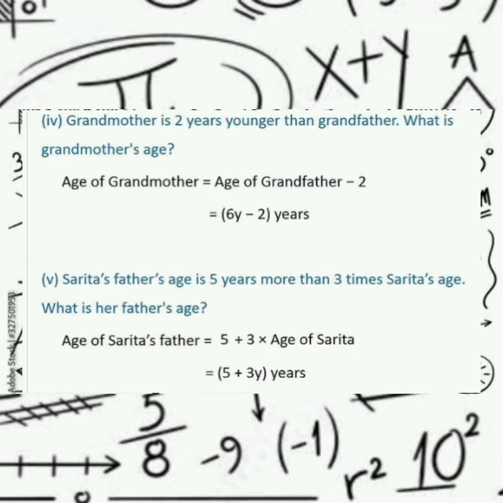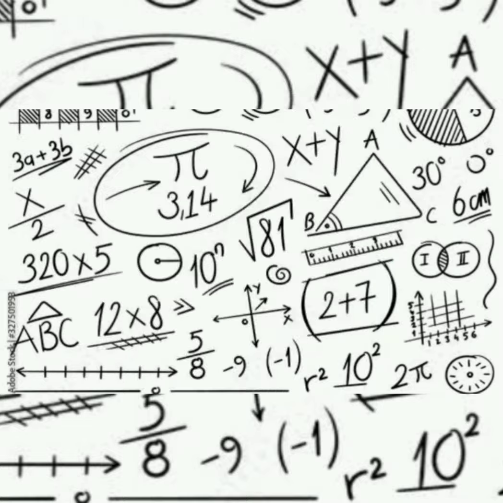Sarita's father's age is 5 years more than 3 times Sarita's age. What is her father's age? So age of Sarita's father is equal to 5 years more, so 5 years plus 3 into age of Sarita, which is equal to 5 plus 3y years.